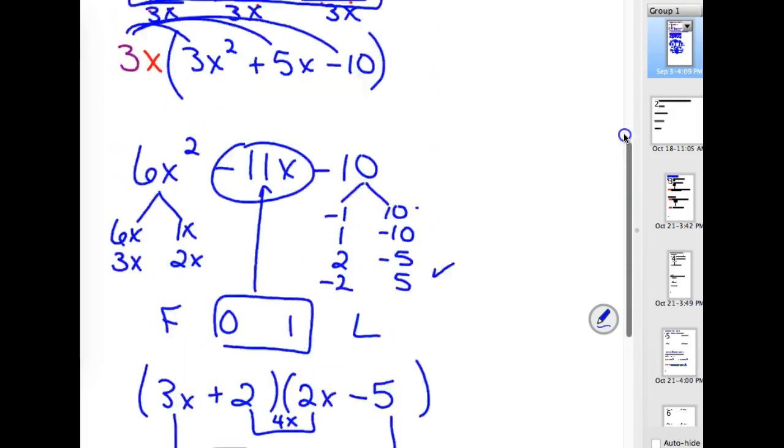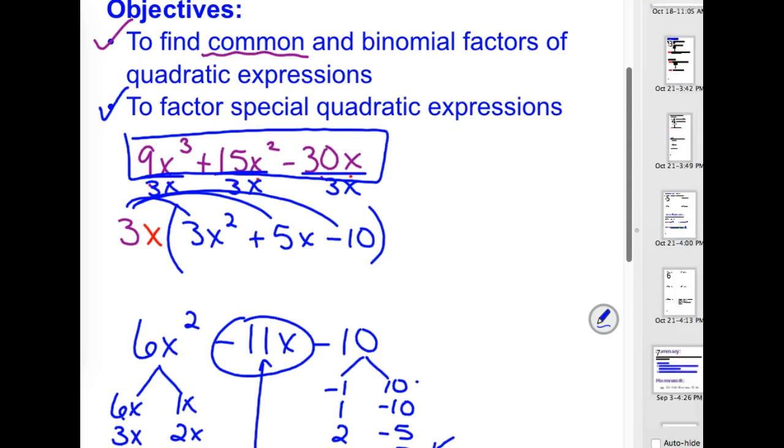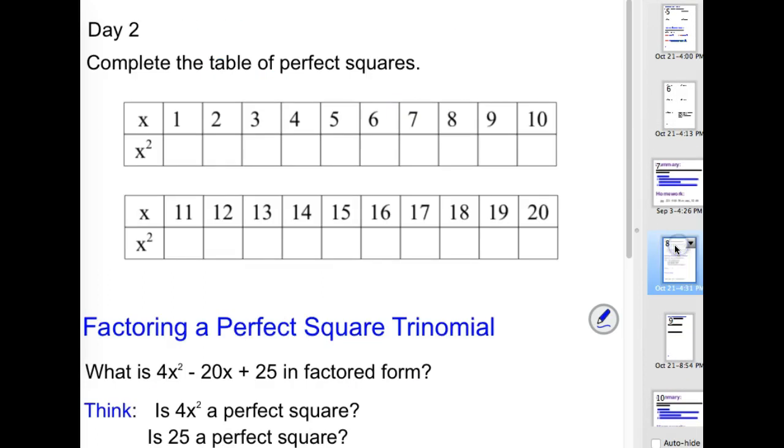All right, so now today we are moving on to the second learning objective, which is to factor some of our special cases. So we're going to start out just listing all of our perfect squares because some of our special cases involve perfect squares and we need to recognize what those numbers are. So take a few minutes and let's fill in our chart here.